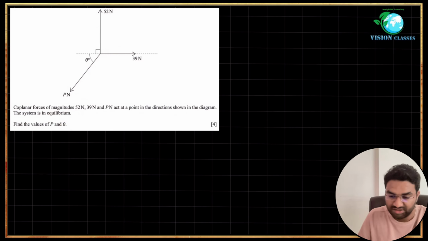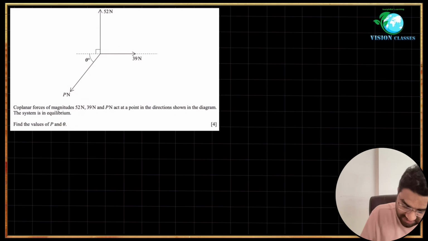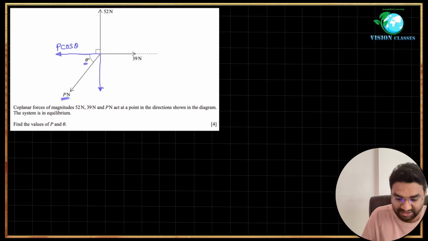First of all, we have to resolve force P along the x-axis and along the y-axis. Along the x-axis, this is theta, right? In terms of theta, it's the adjacent side, and adjacent is cos theta. So we can write P cos theta. Along the y-axis, it's a downward one, and it's the opposite side, so it will be P sin theta.